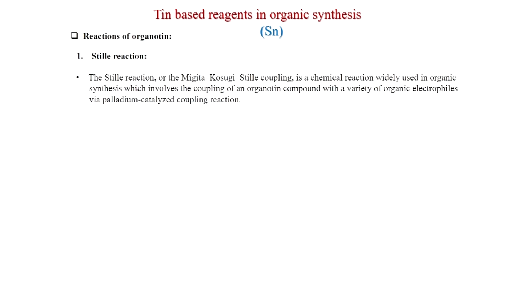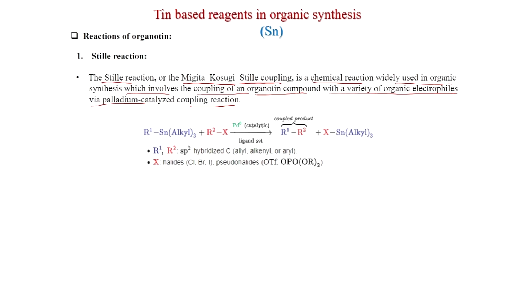Now, we will discuss reactions of organotins. First, we will discuss the Stille reaction. The Stille reaction, or the Migita-Kosugi-Stille coupling, is a chemical reaction widely used in organic synthesis, which involves the coupling of an organotin compound with a variety of organic electrophiles via a palladium catalyzed coupling reaction. So, this is a palladium catalyzed reaction, as you can see here, and these are the reactants. A tin compound R1 will be coupled, and this is the tin component, R1-Sn(alkyl)3, plus R2X. R2 can generally be sp2 hybridized like aryl or alkenyl, but later we will see that allyl and alkynyl can also be used. And this is the coupled product and this is the byproduct X-Sn(alkyl)3.